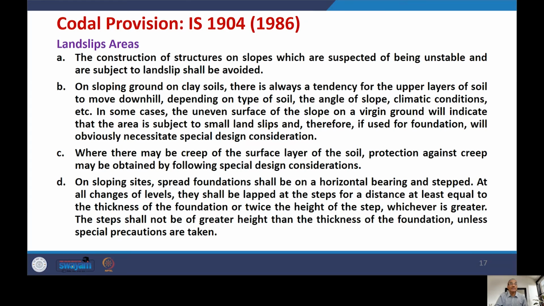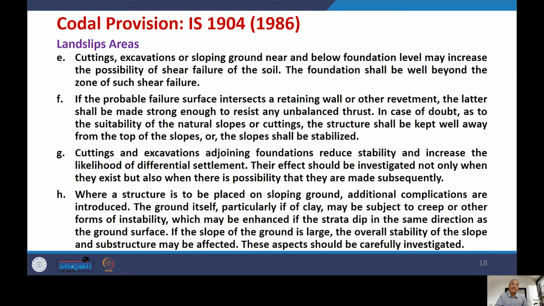Then the next requirement is, if you are cutting and excavating on sloping ground near and below foundation level, it may increase the possibility of shear failure of the soil. So cutting and excavation will increase the chances of shear failure. In this case, the foundation shall be well beyond the zone of such shear failure. Next, if the probable failure surface intersects a retaining wall or other structure, the latter shall be made strong enough to resist any unbalanced thrust. In case of doubt about the stability of the natural slopes or cutting, the structure shall be kept well away from the top of the slopes, or the slope shall be stabilized.